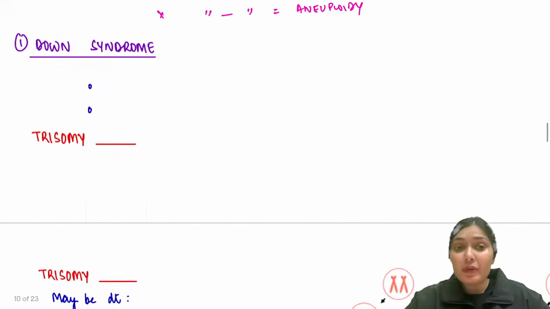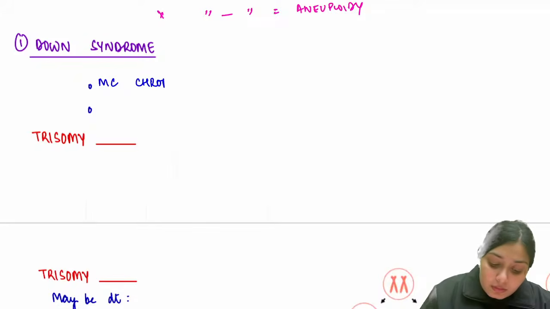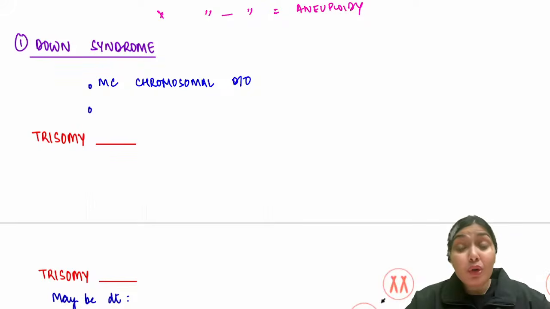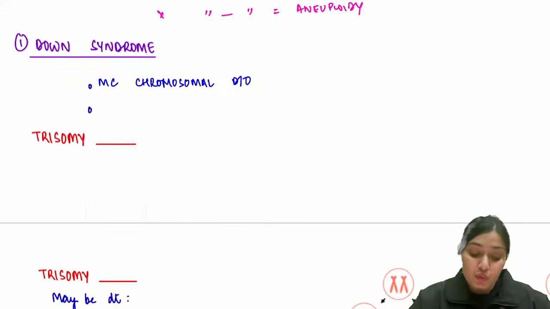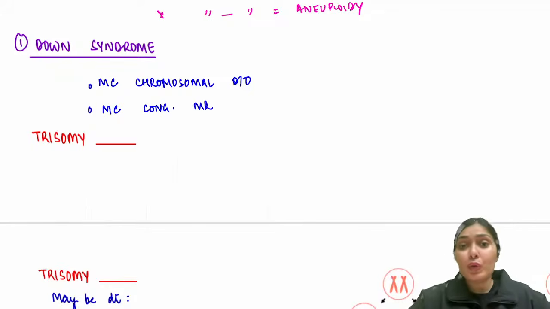The most common chromosomal disorder that we have is Down syndrome. So remember, the most common chromosomal disorder is Down syndrome. And if we talk about the most common cause of congenital mental retardation, then that is also Down syndrome.